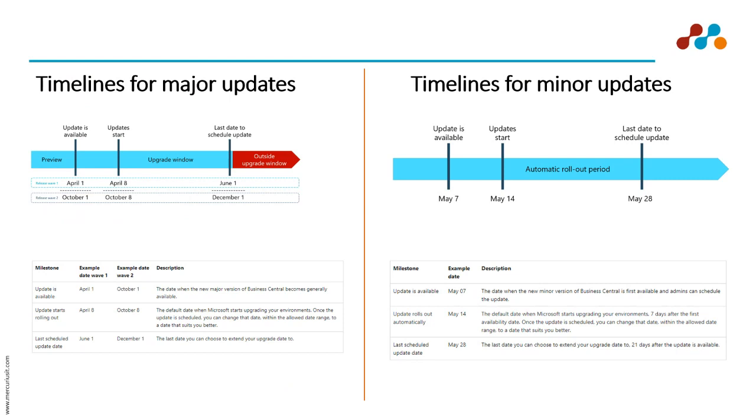But then after a certain period, that is called the outside upgrade window. Then Microsoft tries to force the rollout onto your instance. Of course, you keep on receiving notifications about those so that you can take action in a timely manner. So these timelines help us understand how we can set up our upgrade window and how we can make use of this upgrade window.